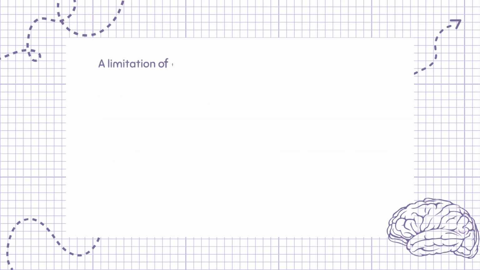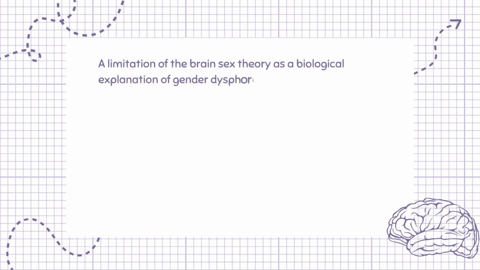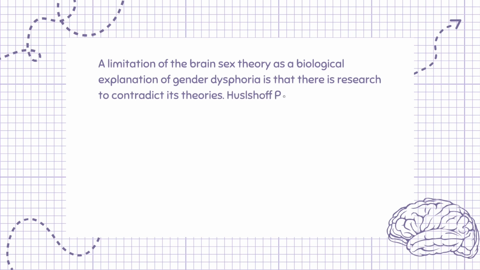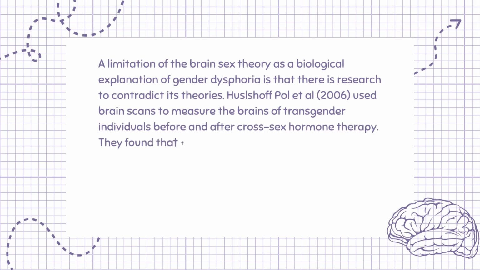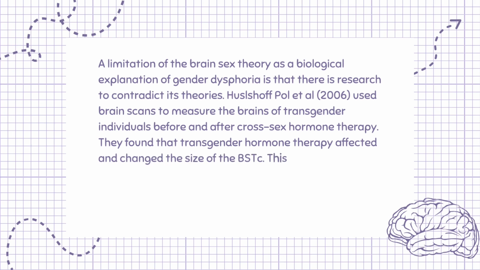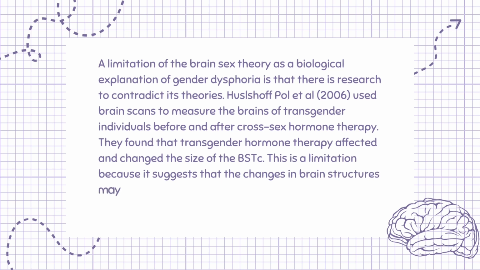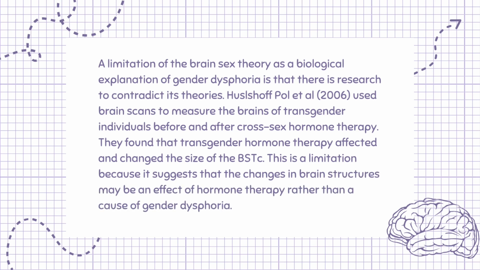A limitation of the brain sex theory as a biological explanation of gender dysphoria is that there is research to contradict its theories. Hulshoff Pol et al., 2006, used brain scans to measure the brains of transgender individuals before and after cross-sex hormone therapy. They found that transgender hormone therapy affected and changed the size of the BSTc. This is a limitation because it suggests that the changes in brain structures may be an effect of hormone therapy rather than a cause of gender dysphoria.